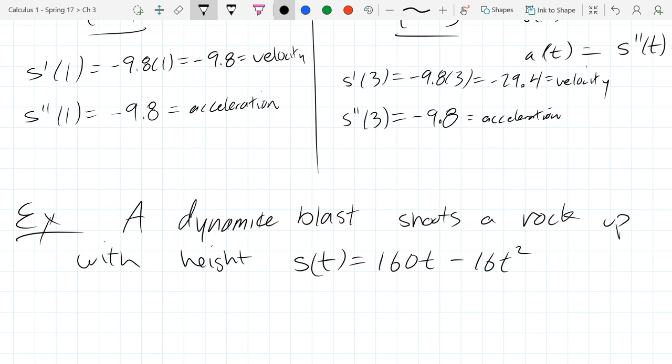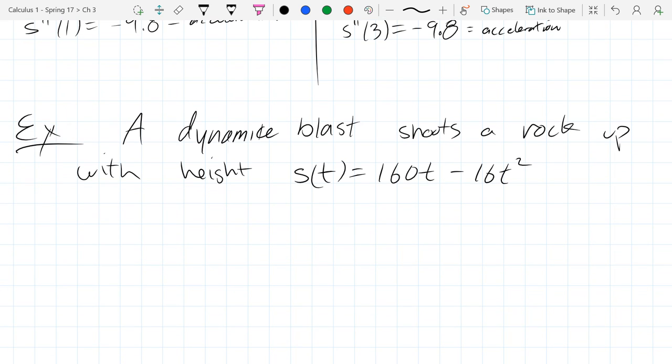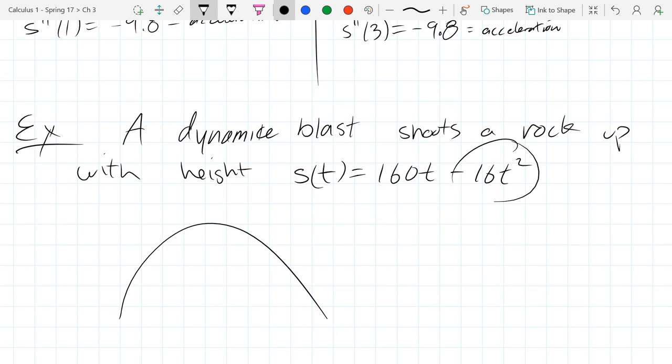So it starts out, you can see pretty easily when t is 0, it'll be 0 height. So we're starting the stopwatch at the ground, and then as t increases, we will see that this function, the height, will increase up to a point, and you can see that it's a sad parabola. So without doing much work, it's going to have a shape like this.